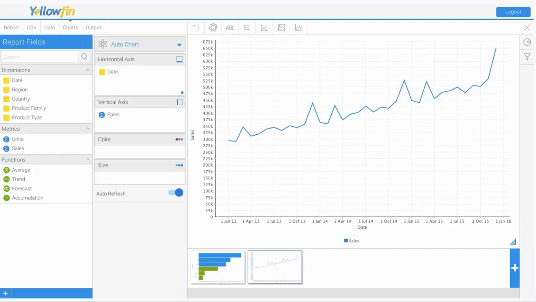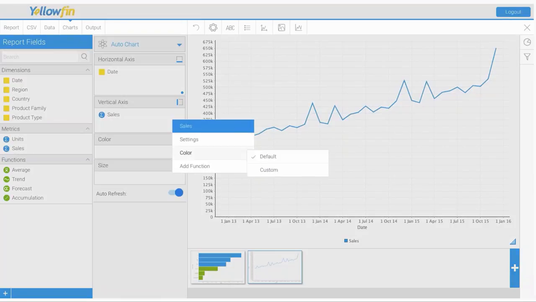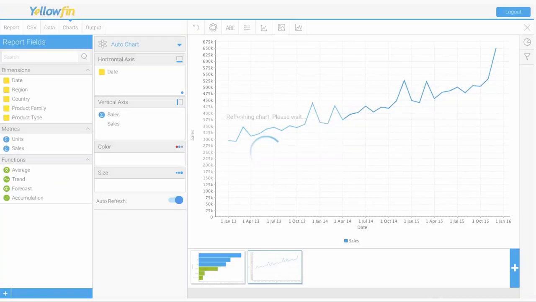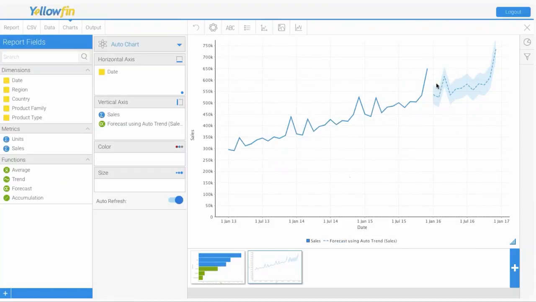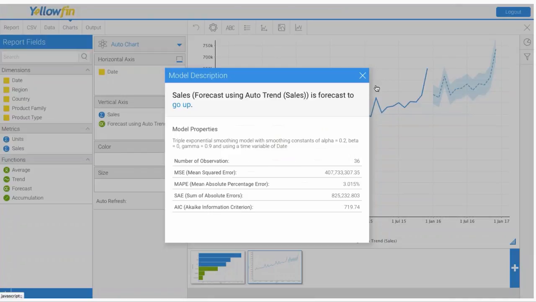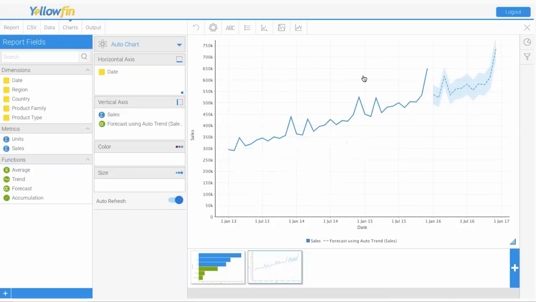Now, one of the things I do love about Yellowfin is that it's very easy to add trends and project forecasts. So to do that, it's very easy. You just need to click on your metric, press add function. I could choose a trend. So in this example, let's just choose a forecast. And now we can see that our sales are also forecast to increase as well. In fact, we can even click on those and it tells us it's forecast to go up.